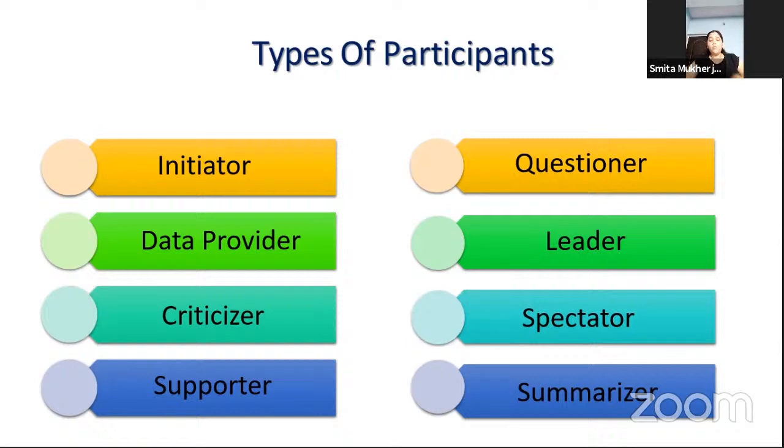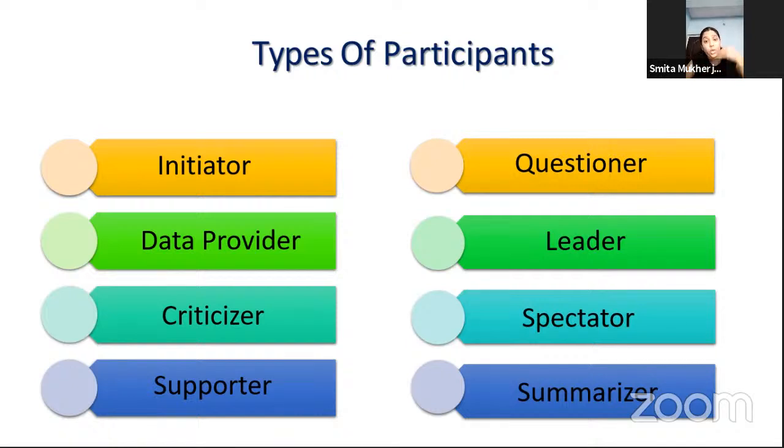All right. Now, why I have kept this slide, types of participant, is because you identify what is your strength, identify whether you are a good initiator, identify for yourself whether you are a good summarizer, identify whether you can be a good data provider. Okay, and identify whether you can be a good leader or supporter, might be possible. So identify yourself, your strength, and play according to your strength. All these participants, they get good score in the GD.